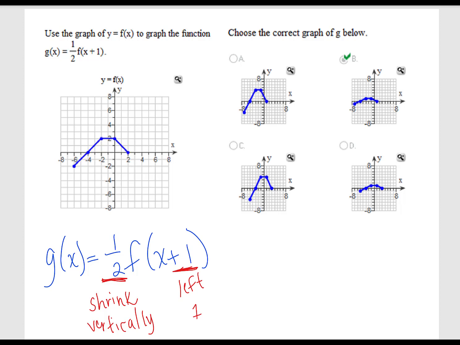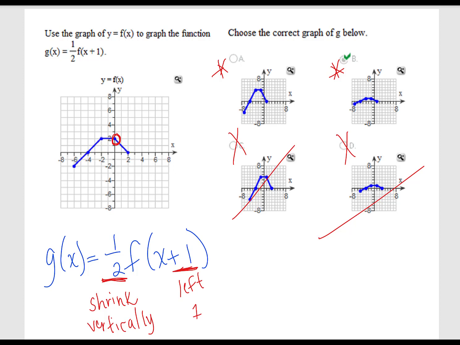Again, you can take one of the ordered pairs off the graph and then see from there, did it move up, down, which way? So I know that I'm moving left 1 unit. So I'm going to take this 0, 2 and see which one moves left. This one moves left. This one moved left. C moved right, and D moved right. So I eliminated C and D. Now I'm stuck with A and B.